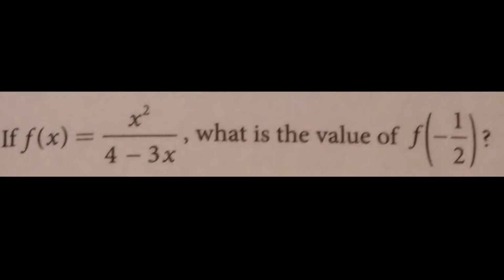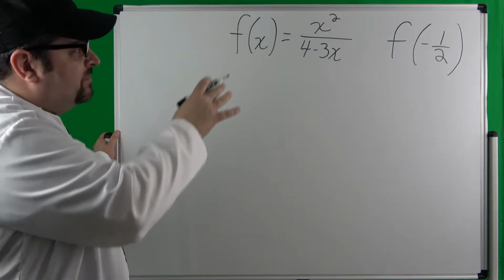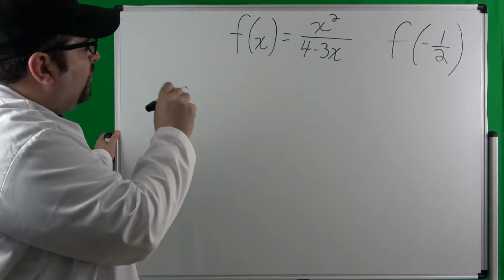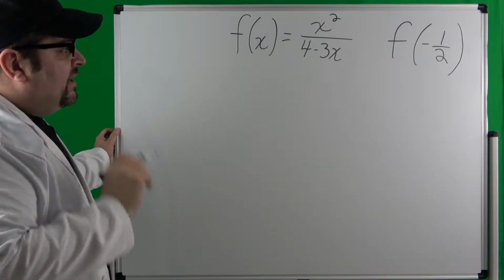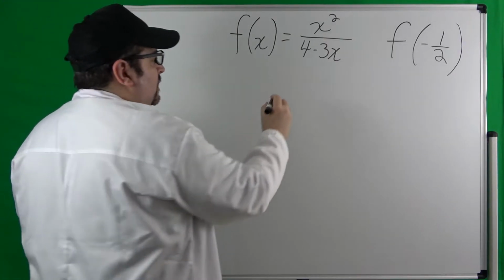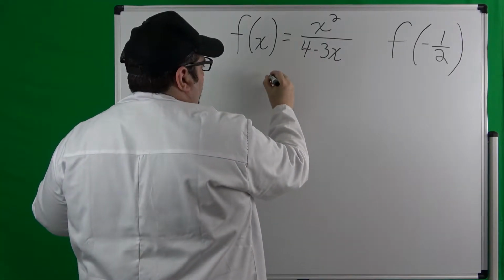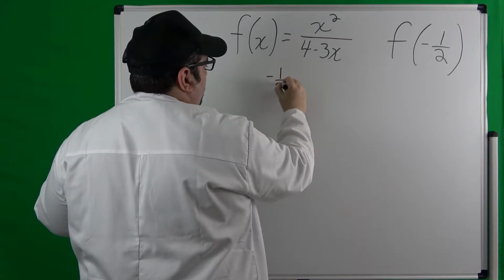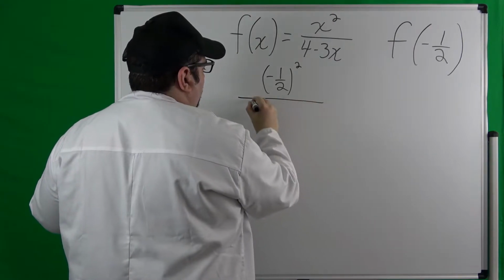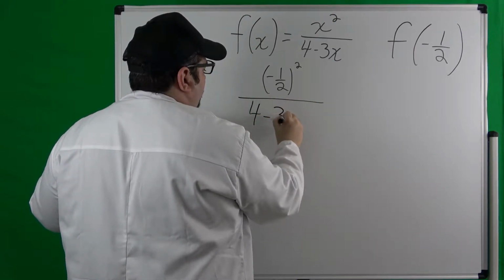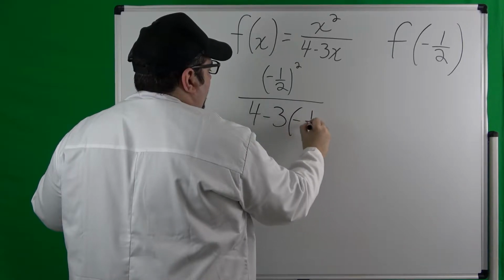If f of x equals x squared over 4 minus 3x, what is f of negative 1/2? Okay, so this is just another substitution problem. So anywhere we see x in this function, we're just going to plug in negative 1/2. So we're going to have negative 1/2 squared over 4 minus 3 times negative 1/2.